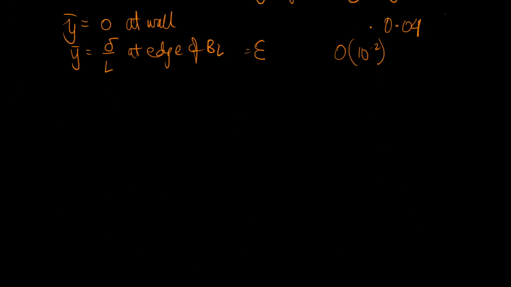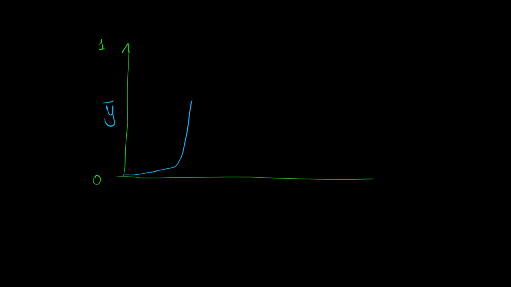If I were to draw, so if this is 1 and this is 0, so if I were to plot y bar in blue, so y bar goes from 0 at the plate to epsilon at the edge of the boundary layer. So it would be something like this. Okay, so this is the edge of the boundary. So this is y bar equal to epsilon upon L.